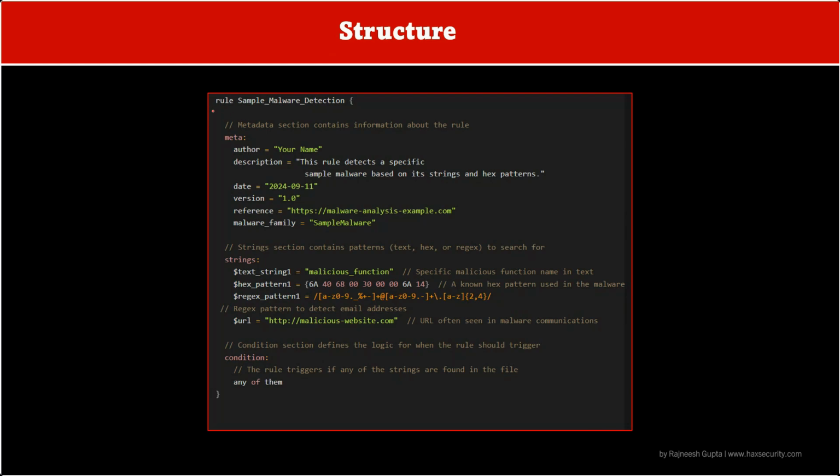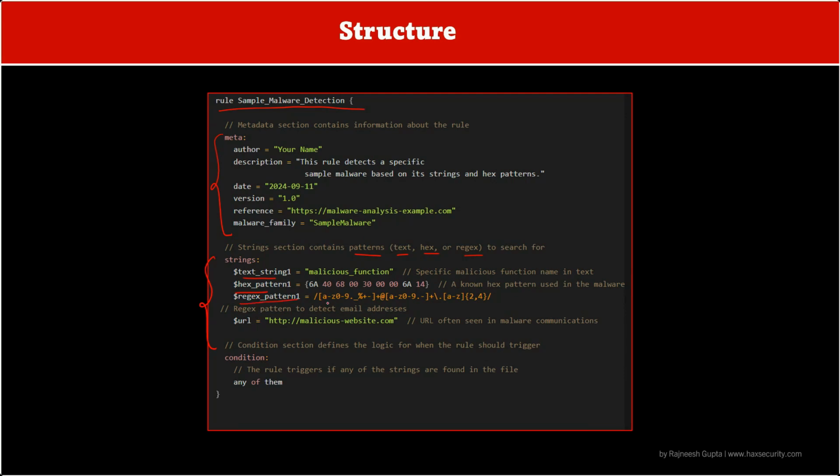You can see this is a sample rule which starts with a rule name. Then you have a metadata where you have your own name, your description, date, version, reference, malware family. Then you define a string. The strings section contains a pattern, text, hex, or regular expression to search for. Here I have a string called malicious function. Of course, none of the malware files will have the word malicious written in it, but it's just an example. This is a hex pattern which has this value. This is a known hex pattern used in most of the malware samples.